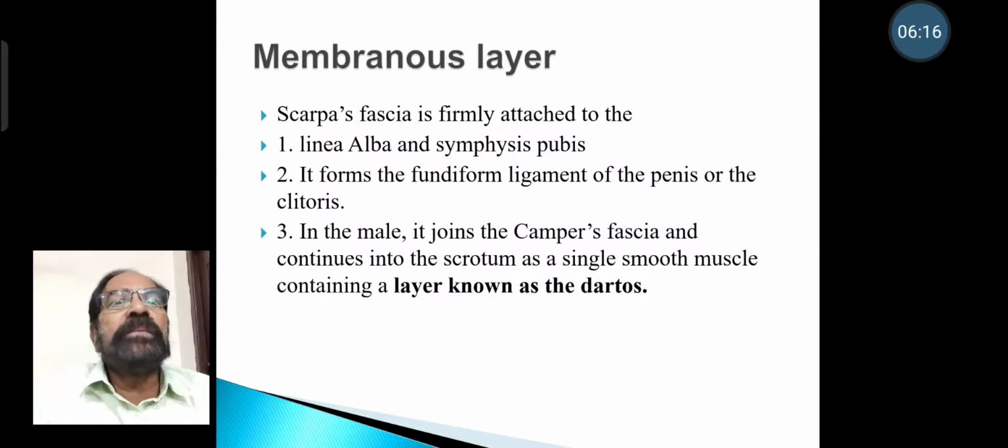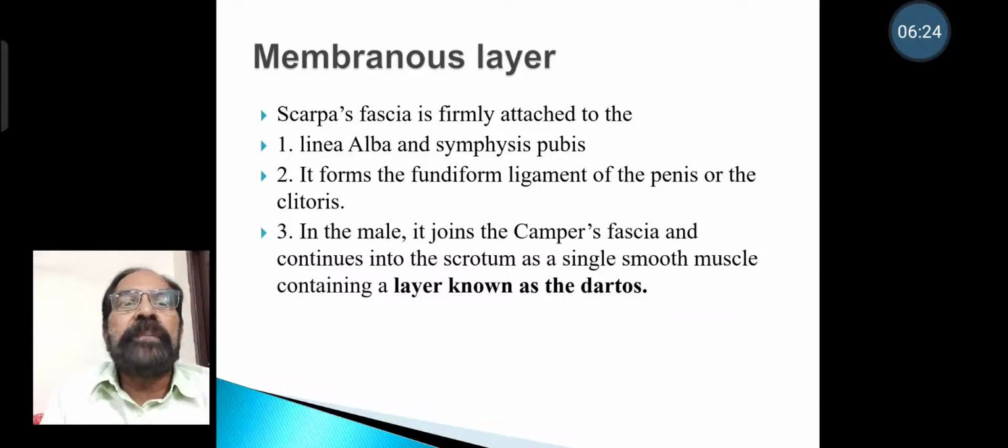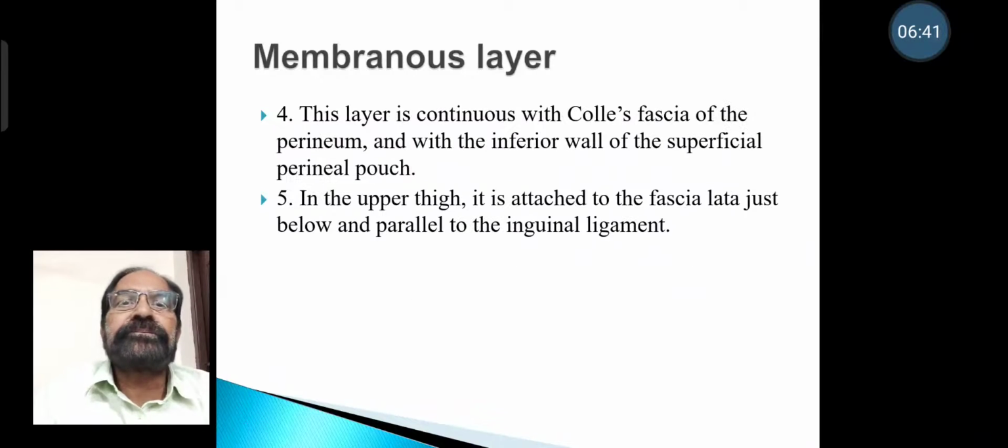Scarpa fascia is firmly attached to the linea alba and pubic symphysis. It forms the fundiform ligament of the penis and clitoris. In the male, it joins the Camper fascia and continues into the scrotum as a single smooth muscle containing layer known as the dartos.